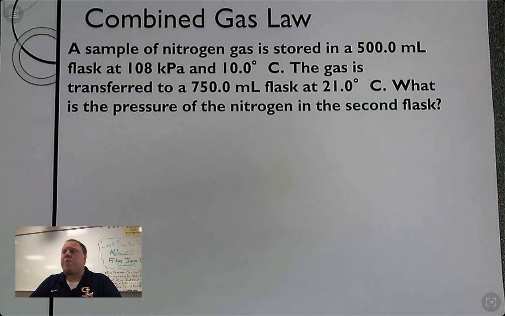Okay, so I have an example problem here for the combined gas law. Let me show you how this works. A sample of nitrogen gas is stored in a 500 milliliter flask at 108 kilopascals of pressure and 10 degrees Celsius. Okay, the gas is then transferred to a 750 milliliter flask, so it's got a different volume. And then this new flask is also hotter, it's 21 degrees Celsius. So what is the new pressure of this nitrogen gas in the second flask?